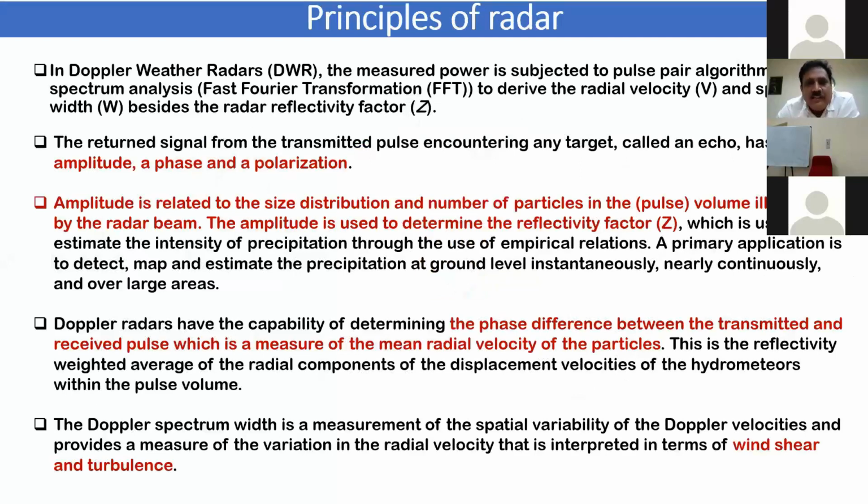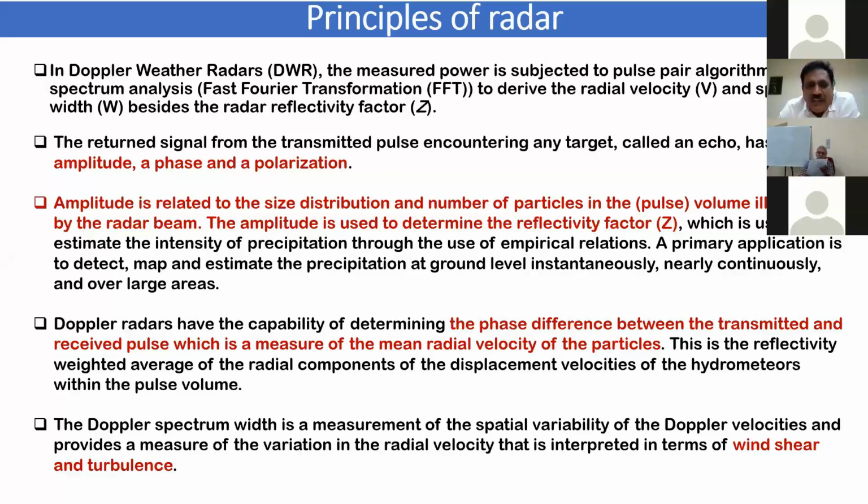Once we send the pulse signal, once we send the microwave pulse into the atmosphere, we get the backscattered echo from the atmosphere, from the precipitation particles. Traditionally, people use two techniques to get the basic parameters with the Doppler weather radar: either the pulse pair technique or the fast Fourier analysis, to get the three components: the radial velocity, the spectral width, and the radar reflectivity factor.